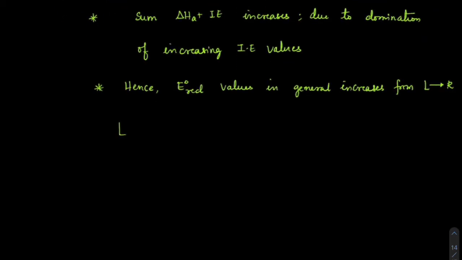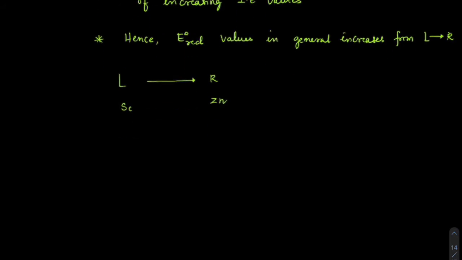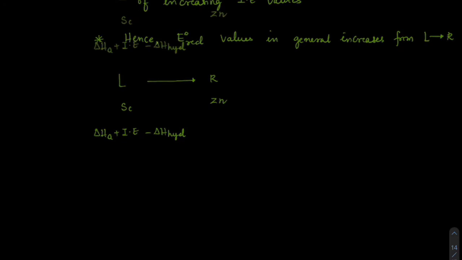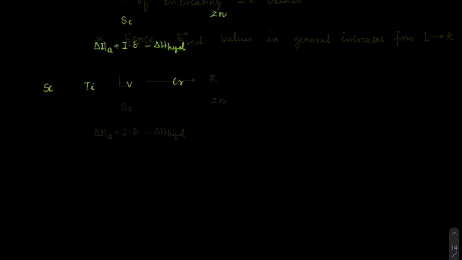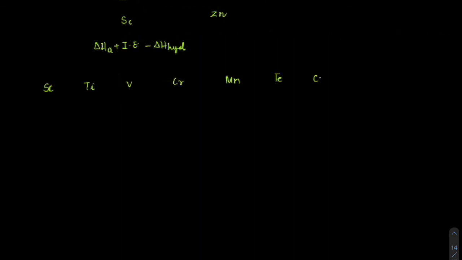So if you check from left to right, we have scandium towards zinc. What you can say is that delta H atomization plus ionization, minus delta H hydration, whichever is positive, will always increase the reduction potential. If it is negative, then it will decrease the reduction potential. Now let us see the values one by one and discuss about it. Any doubts so far? So scandium, titanium, vanadium, chromium, manganese, iron, cobalt, nickel, copper and zinc.